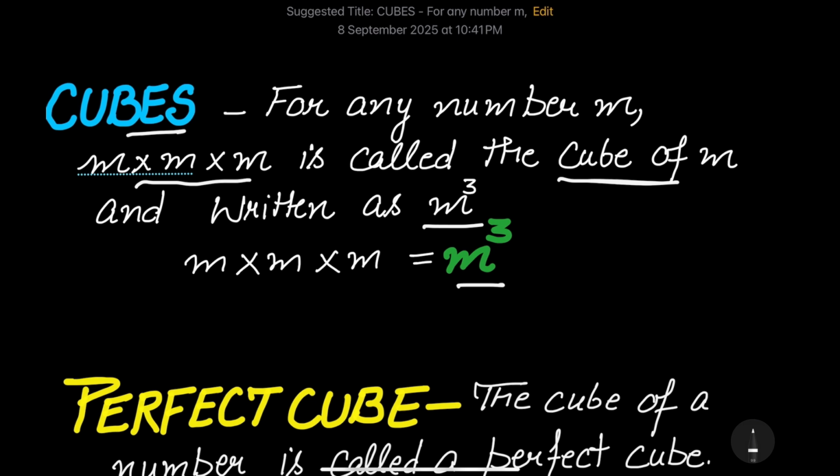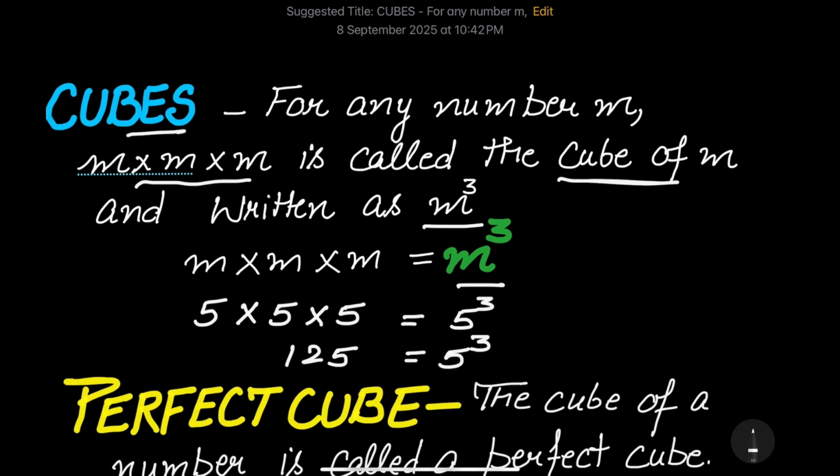Suppose I am writing here 5. m is 5. Then how will I find the cube of 5? 5 multiplied by 5 multiplied by 5. How many times do I multiply 5 here? 3 times, and it will be equal to 5 cube. And 5 multiplied by 5 multiplied by 5 is 125. So this is the cube of the number 5. Clear? For any number m, to find the cube of that number, we multiply it 3 times, and simply it is written in exponent form as 5 cube. Clear? Now let's move next.